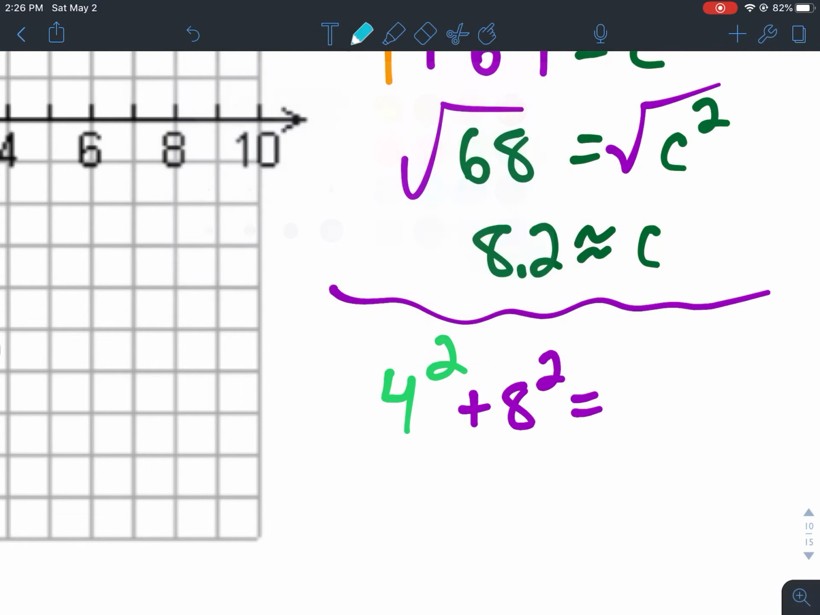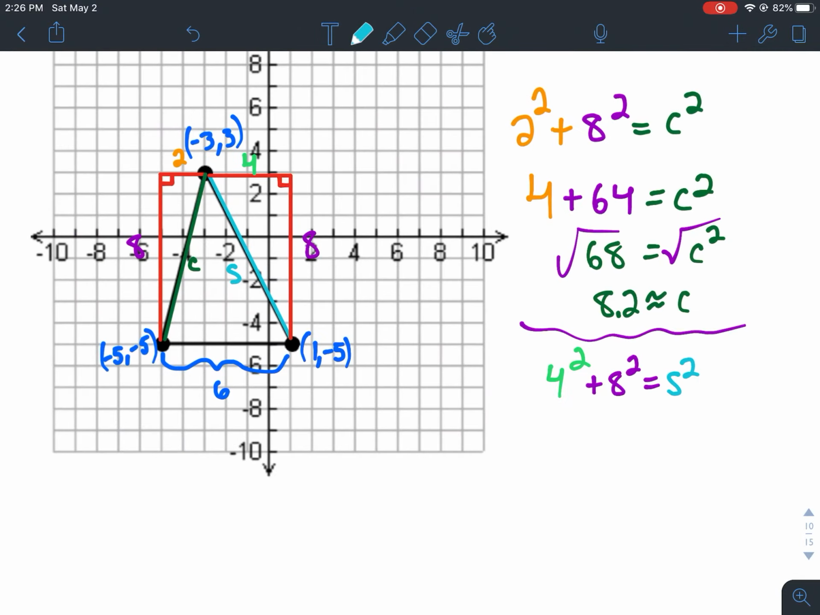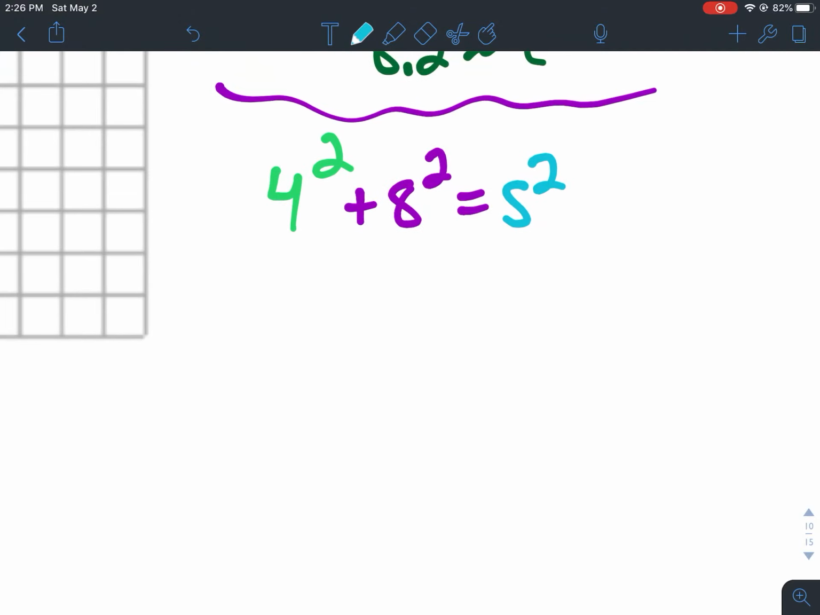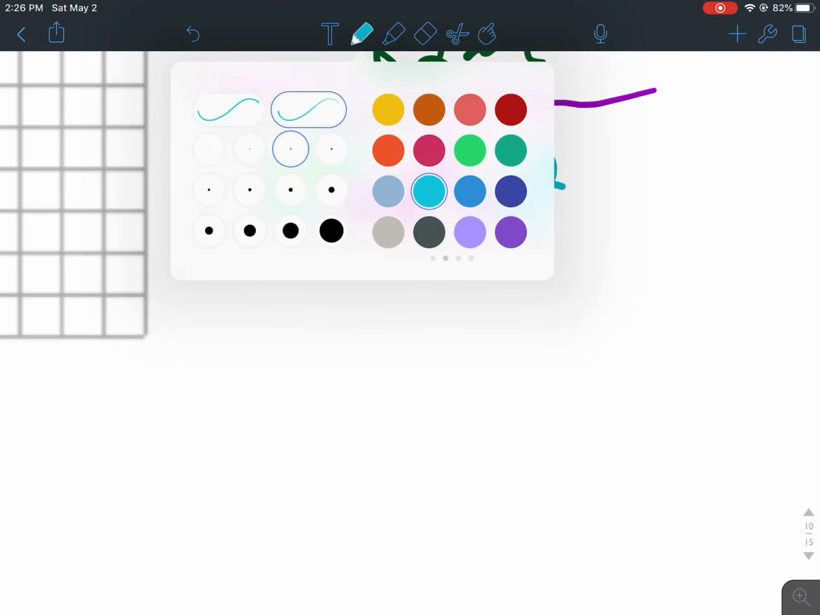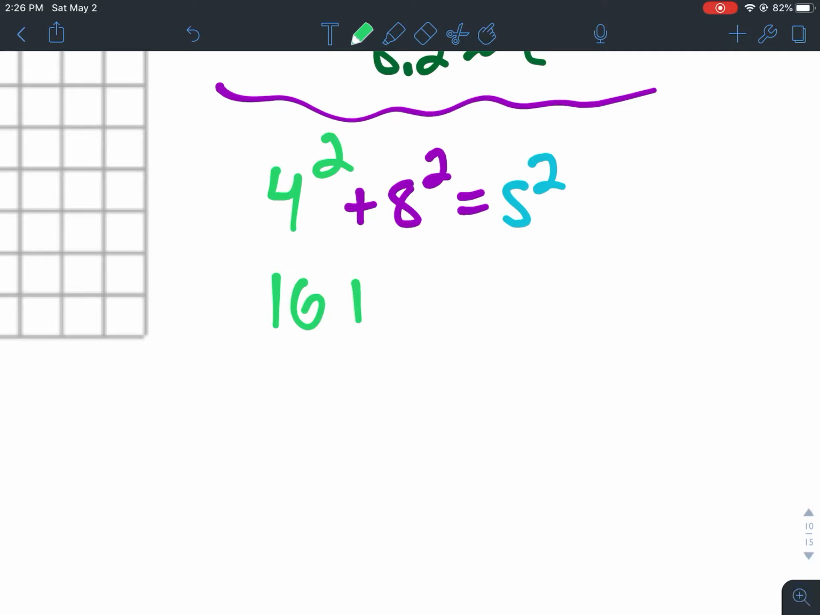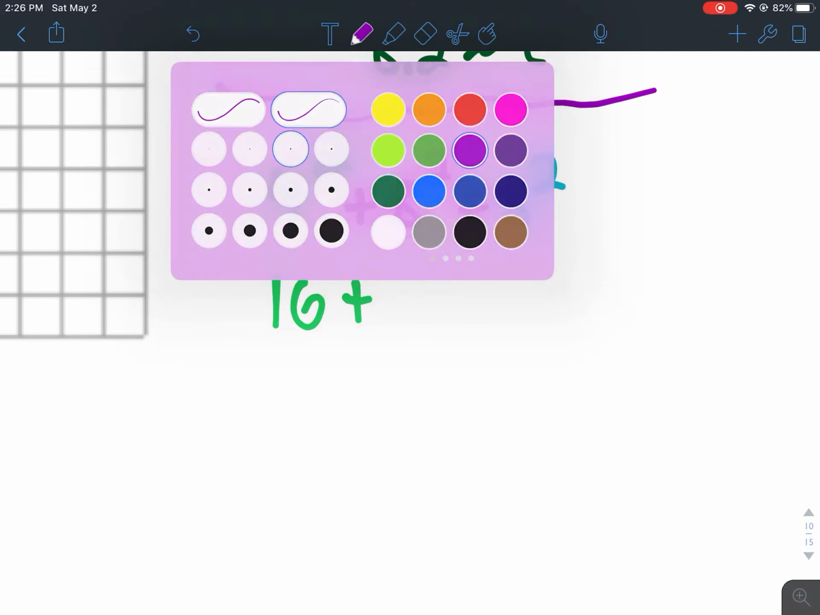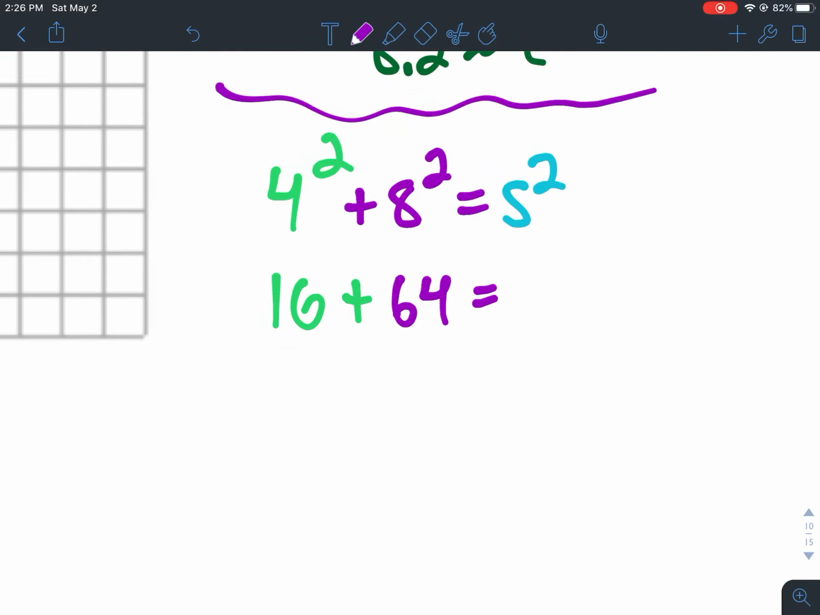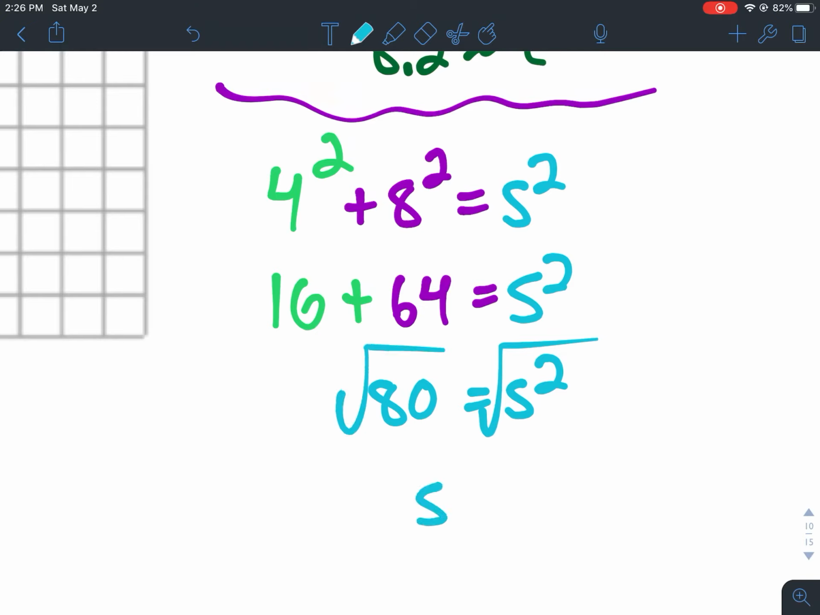we used s squared. So again, simplifying, we have 16 plus 64 equals s squared. And if you add those two numbers together, that is 80. And again, square root both sides. S is about 8.9.